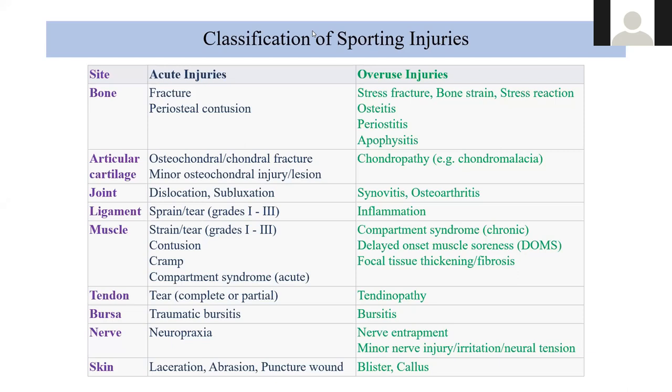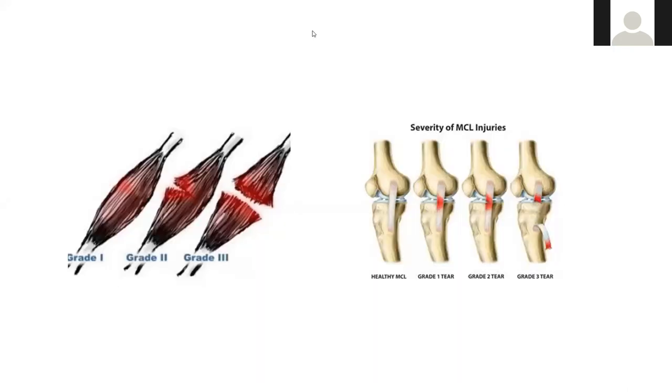And acute injuries are sprains, which you normally grade from grade 1 to grade 3. If you look at the grade 1 ligament injuries, it's just a sprain. In grade 2, a little bit of the ligament is torn, and there is a significant amount of fibers torn, and then grade 3 is a complete ligament injury.